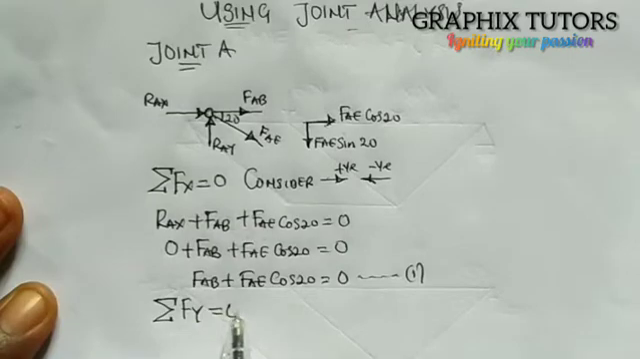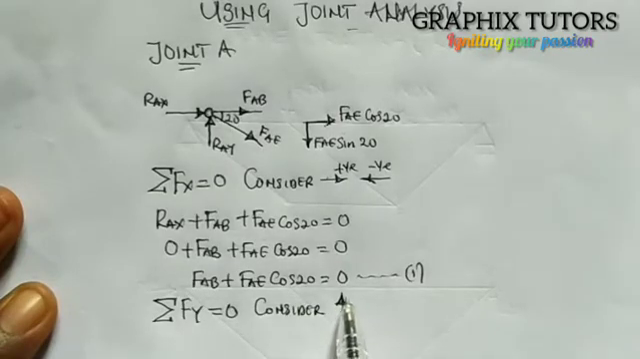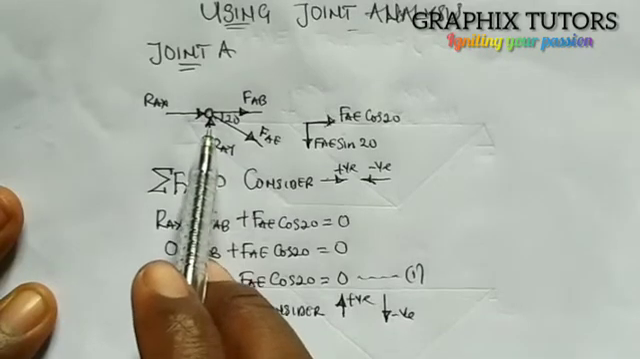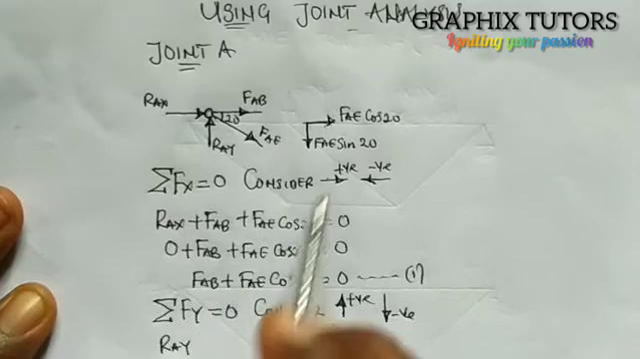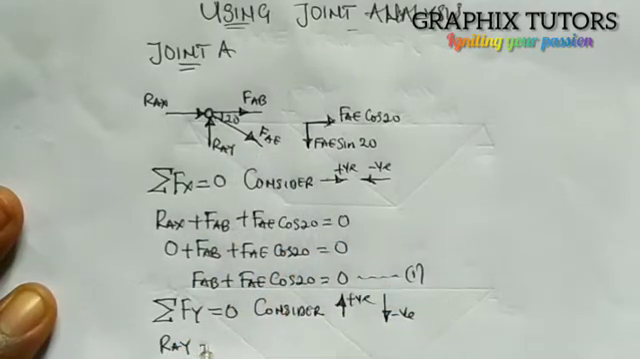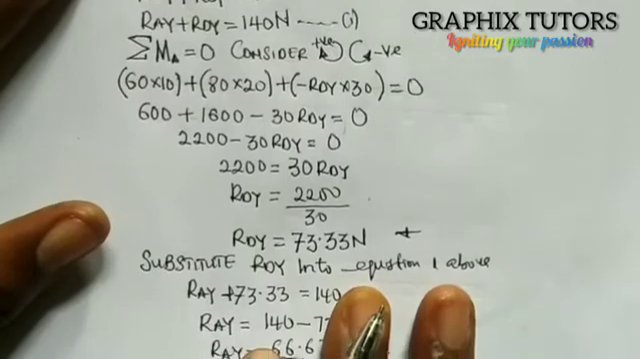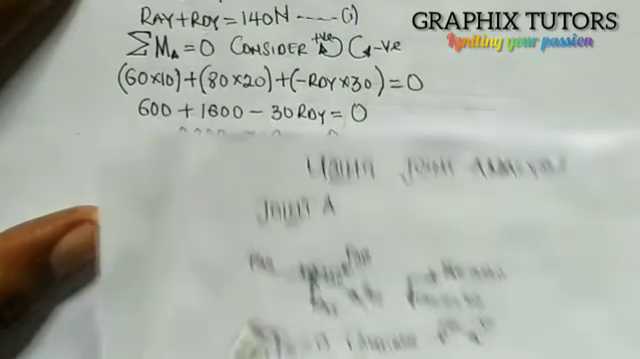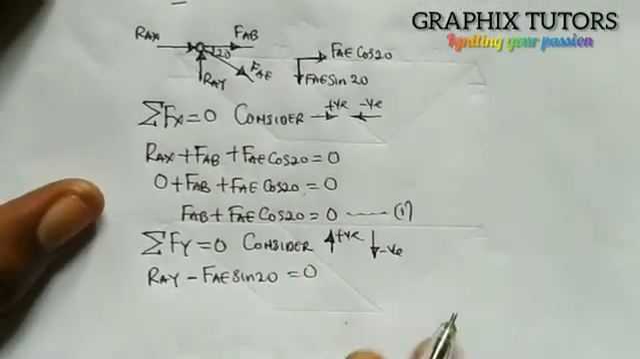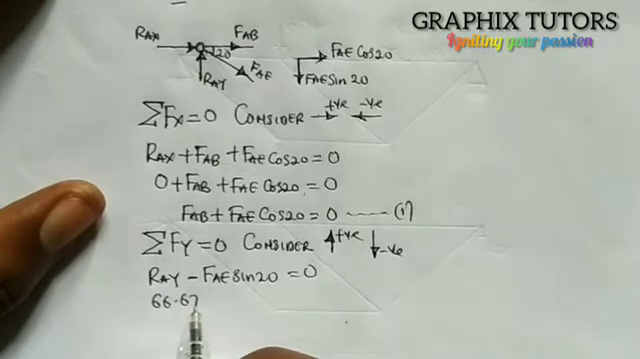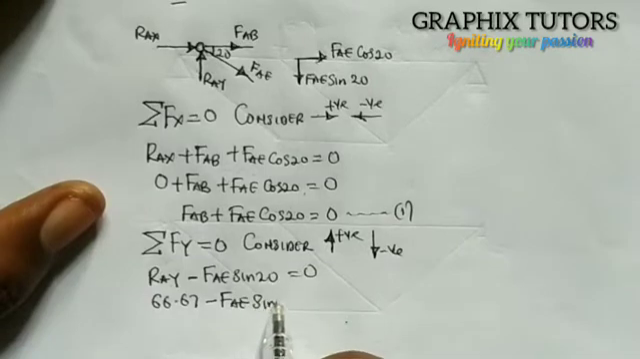Now I go for the next one, saying summation of F of y equals to 0. And we are going to consider clockwise upward force to be positive and downward force to be negative. So if you look at this now, we only have one force here facing up, and that is RAY. And when we resolve this inclined force facing down, minus FAE sine 20 equals to 0, right? So my RAY, if you look at it, let's go there and see, RAY is 66.67. So I'll put 66.67 minus FAE sine 20 equals to 0.